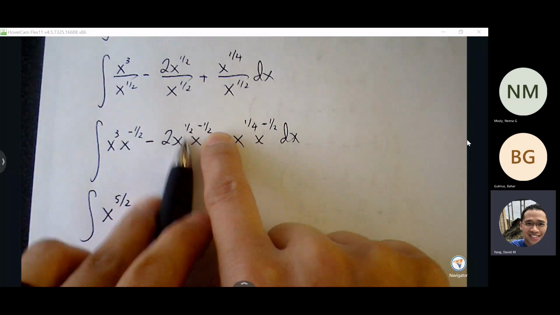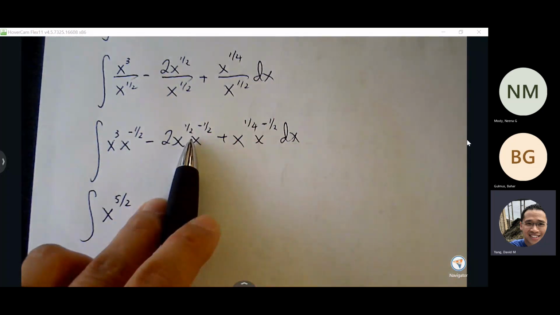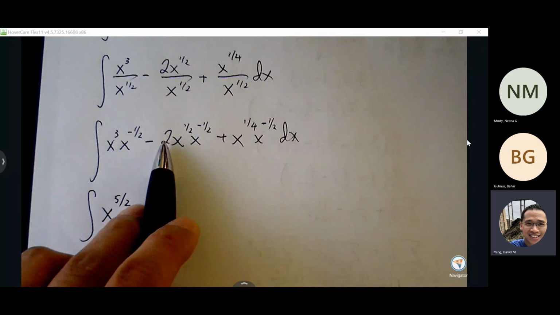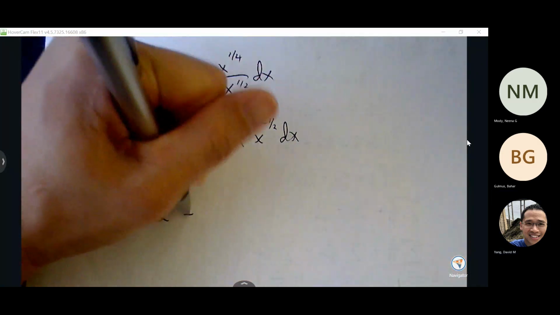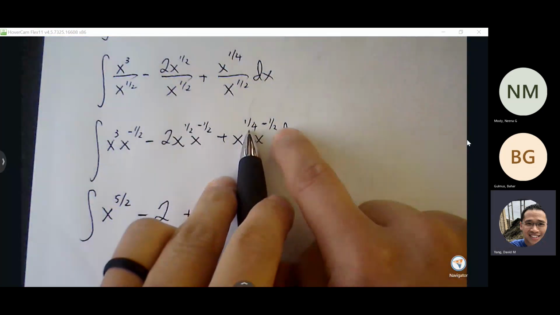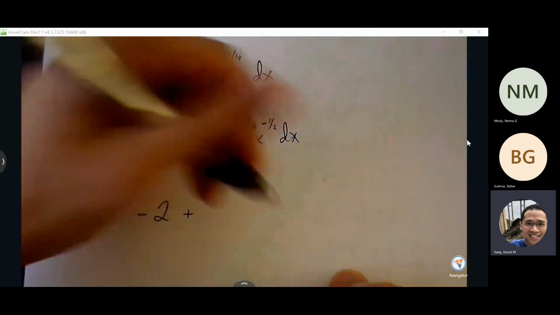1/2 minus 1/2 is 0. X to the 0 is just 1, right? Doesn't make the 2 go away. It's just 2 times 1, which is 2. 1/4 minus 1/2, the same thing as 1/4 minus 2/4, same thing as negative 1/4.